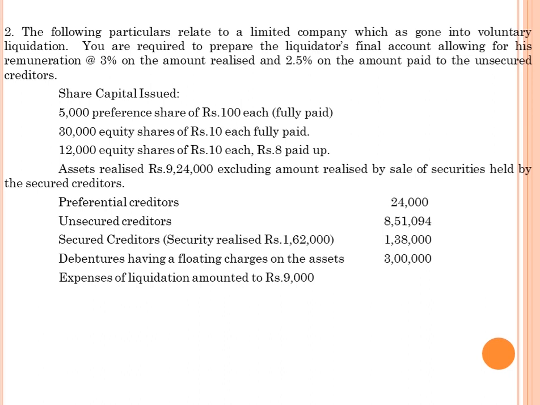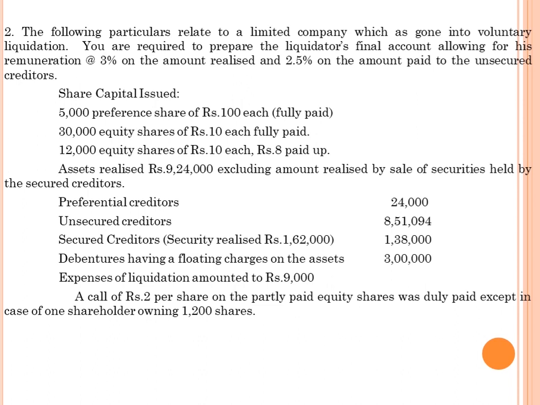The preferential creditors are 24,000, unsecured creditors 8,51,094, secured creditors' value 1,38,000 and security realized 1,62,000. The excess amount we call a surplus. Debentures having floating charges are 3 lakhs, expenses of liquidation amounted to 9,000. A call of 2 rupees per share on partly paid equity shares was duly paid except in the case of one shareholder owning 1,200 shares. With the help of this information, you have to prepare the liquidator's final statement of account.